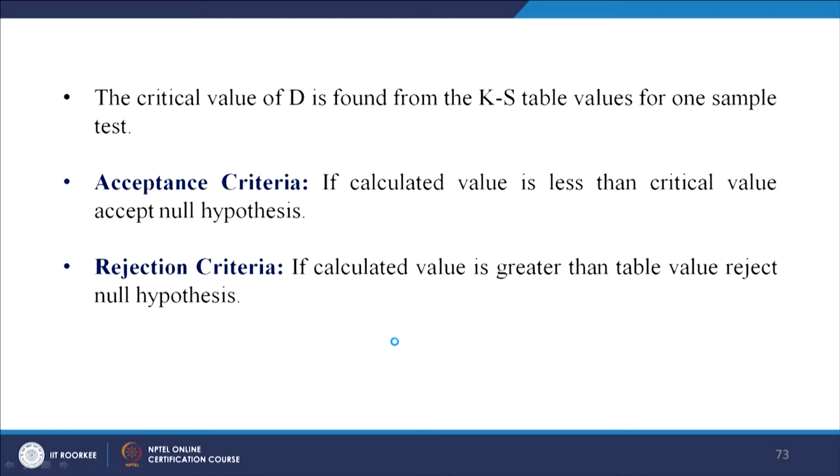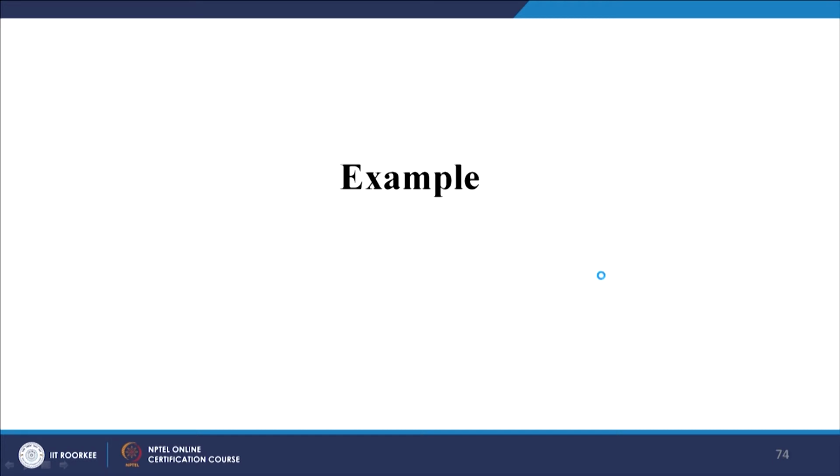So, let us see one of the problems. This is more or less the same thing. The acceptance criterion is: if the calculated value is less than the critical value, you accept. If the calculated value is greater than the table value, you will reject, the same thing as before.